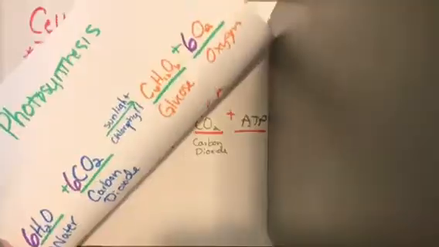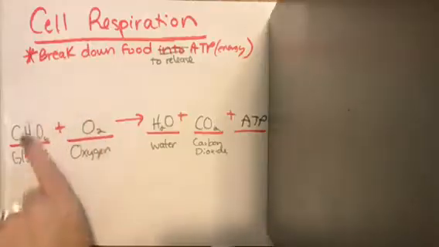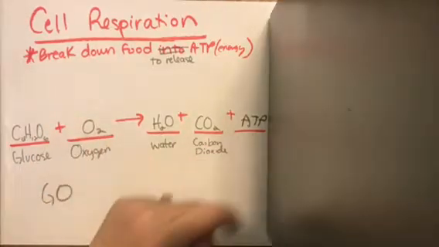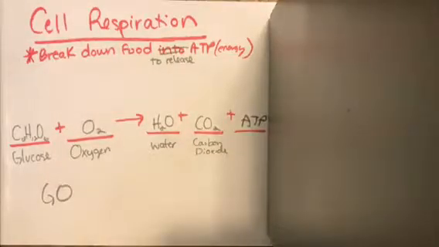With photosynthesis, we have water and carbon dioxide and some sunlight. Put that together, it makes our glucose and oxygen. With cell respiration, we are starting with the glucose and oxygen and we're breaking it down. So they're opposites. And when we break it down, it releases that ATP energy.